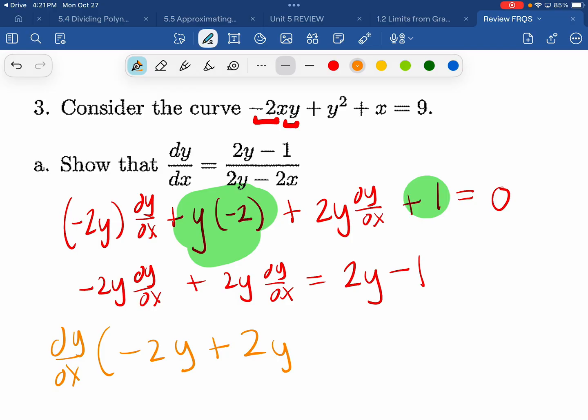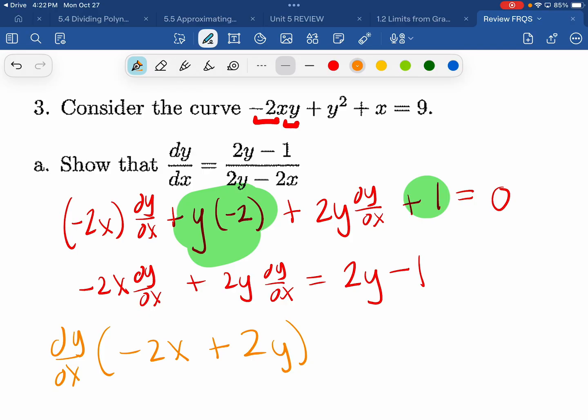Oh wait, I messed up somewhere. Oh, that's an x. The 1 is just negative 2x. All right, we're back on track.